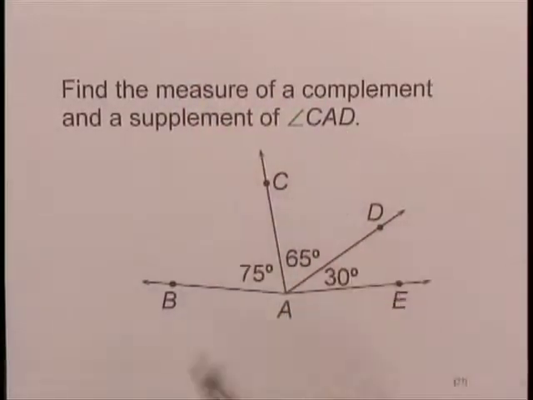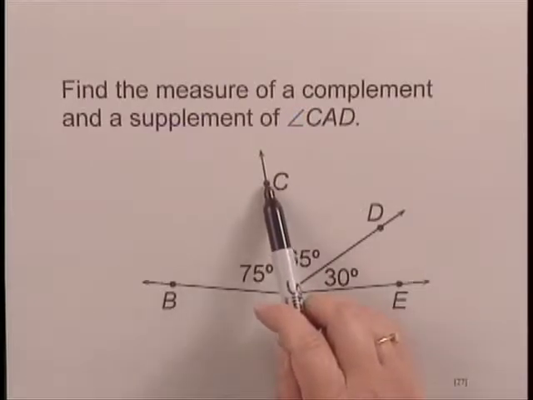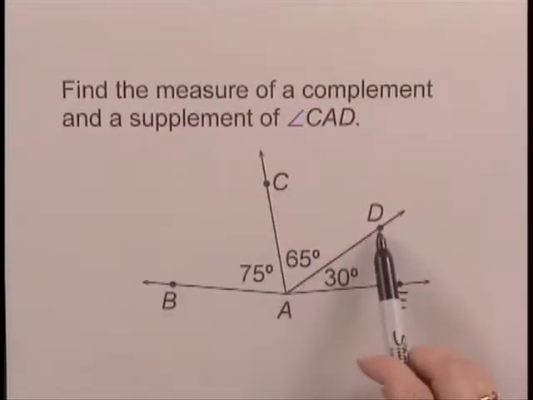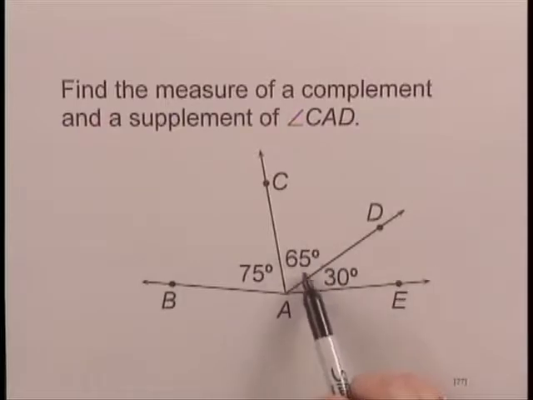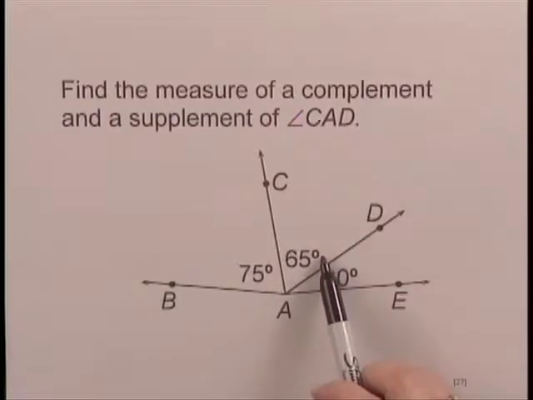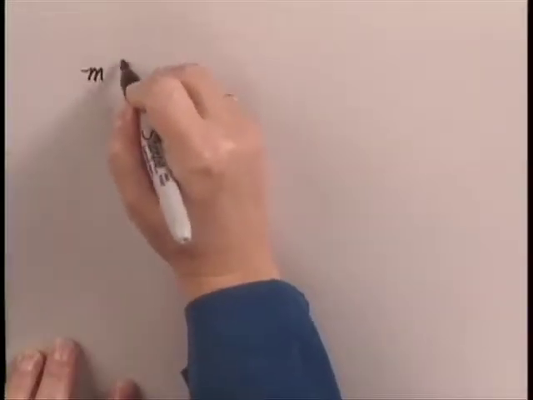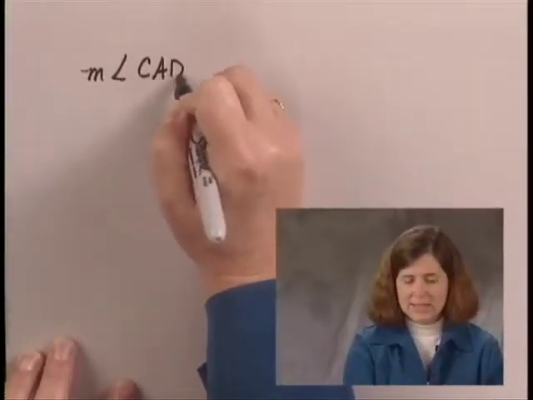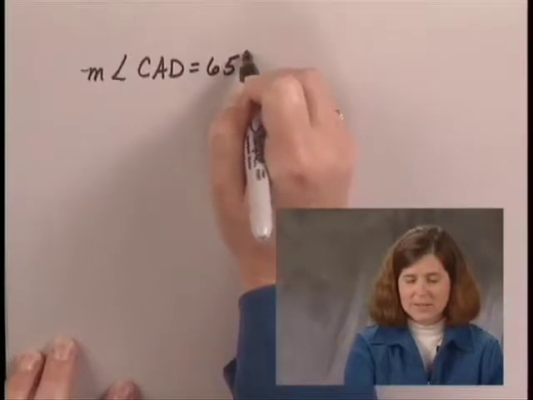Here we'll find the measure of a complement and a supplement of an angle. The angle in question is angle CAD. Now, since there are several angles given in the diagram, we need to carefully note which angle is angle CAD. That is this angle CAD, and we see that its measure is 65 degrees. So we can write that the measure of angle CAD is 65 degrees.